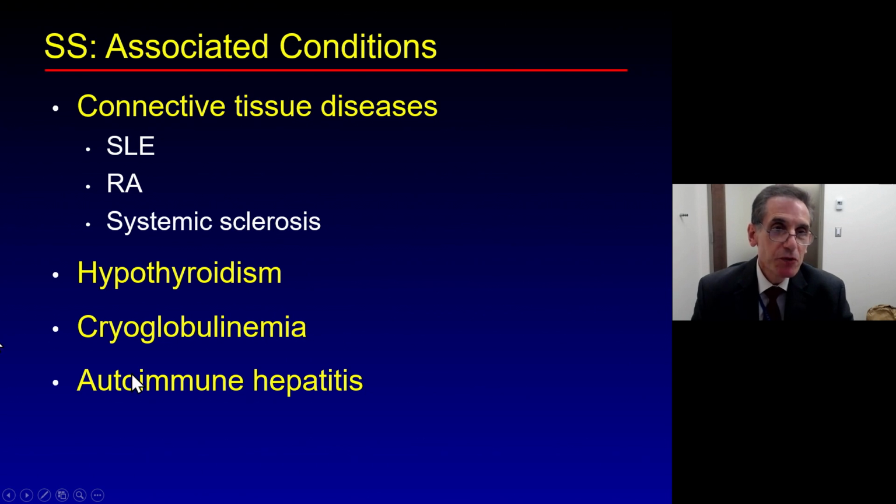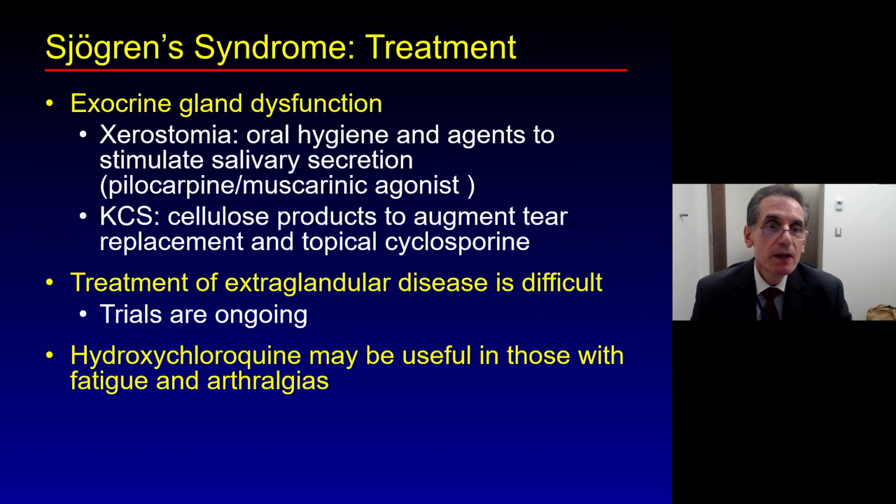So if you have a patient with Sjogren's syndrome and you notice their alkaline phosphatase going up or their LFTs increasing, you need to consider whether they have autoimmune liver disease or biliary disease, which can be associated conditions. Treatment for Sjogren's syndrome is largely symptom-based, so xerostomia is treated with oral hygiene and agents to stimulate salivary secretion, which can help.